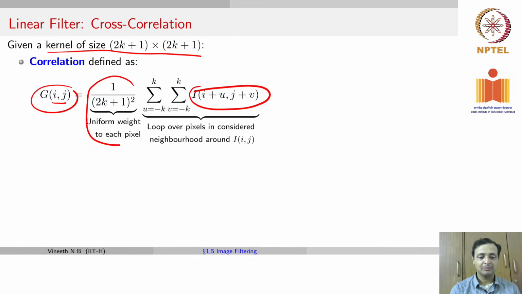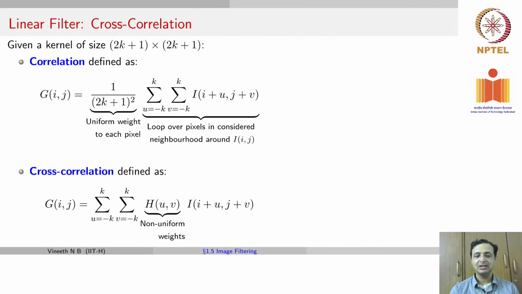the first term here is simply an averaging term, and you're simply taking the sum over u going from minus k to k, v going from minus k to k, and you simply add up all the pixels in that neighborhood. This is simply correlation, or also what is known as cross correlation.